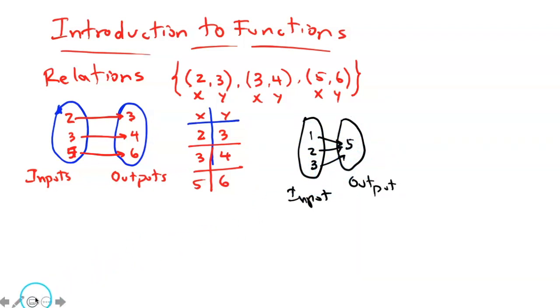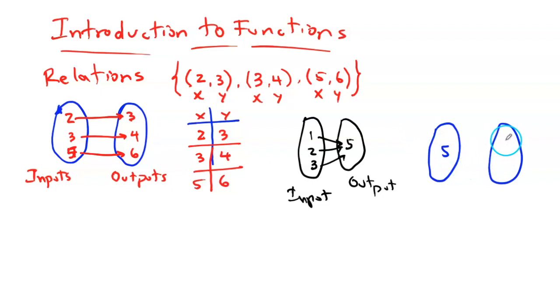Let me give you another example, the other way. Let's say that I have the 5 here as my input, and I have the 1, 2, 3 as my output. So I have a relationship between two quantities: 5 with the 1, 5 with the 2, and 5 with the 3. So all these are relations.